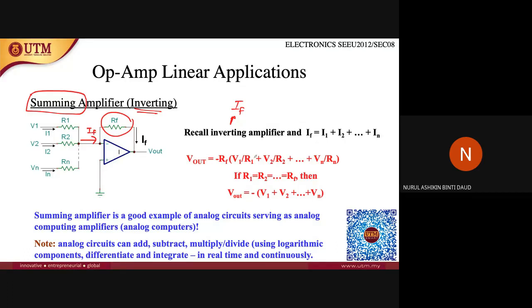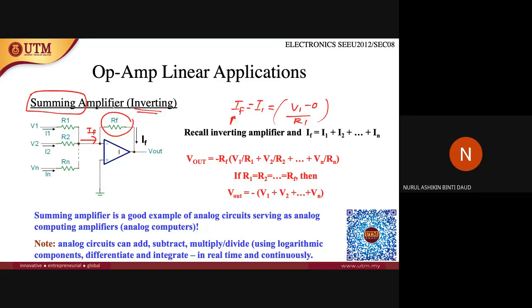All right. So how do we get this equation? Same as the inverting amplifier, IF is equal to I1, right? And this I1 is equal to V1 minus 0 over R1. I hope you still remember yesterday's class.